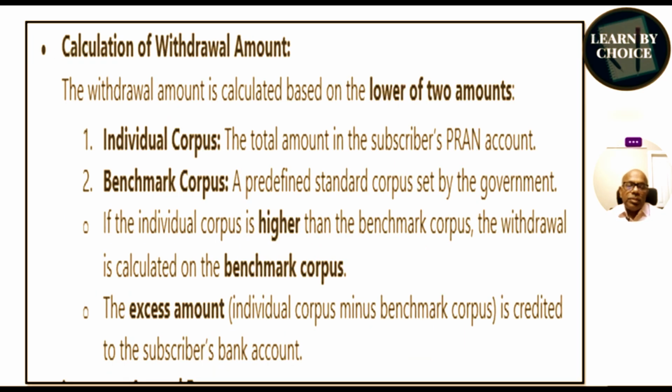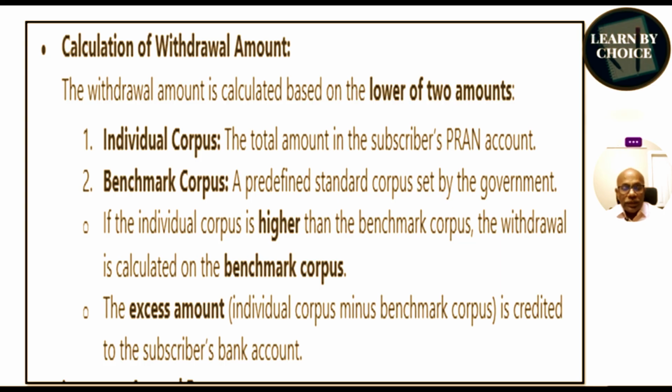So how is this 60% calculated? It is based on two individual figures. One is the individual corpus and the other is the benchmark corpus. Whichever is lower will be considered for allowing 60% withdrawal. Individual corpus is the balance available in the PRAN account of the UPS subscriber. Then the benchmark corpus is the predefined standard corpus set by the government of India or PFRDA. For each subscriber, there will be a benchmark corpus based on the contributions collected and his regularity of the contributions.